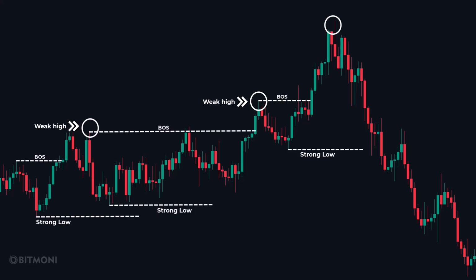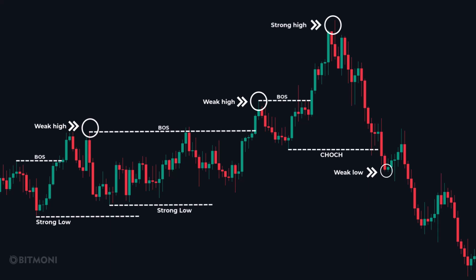Price moved lower and eventually broke below the most recent strong low. This marked a change of character, meaning a shift in market direction, thereby making this high a strong high. The market then retraced, but couldn't break above that strong high, forming a weak low.